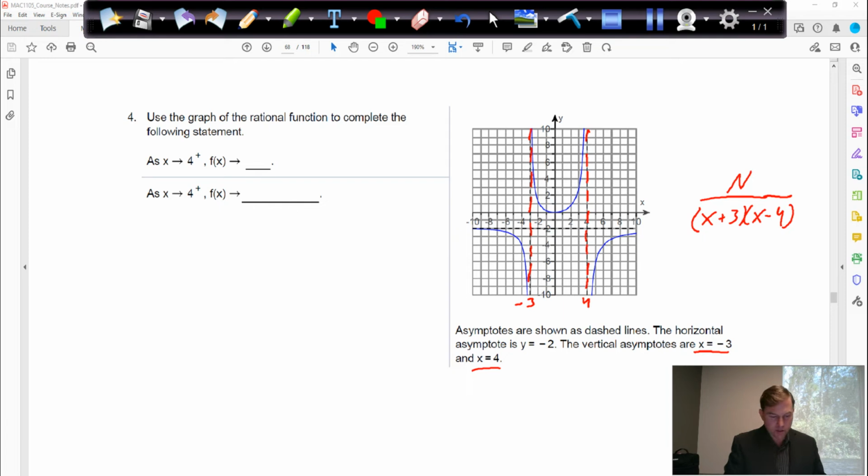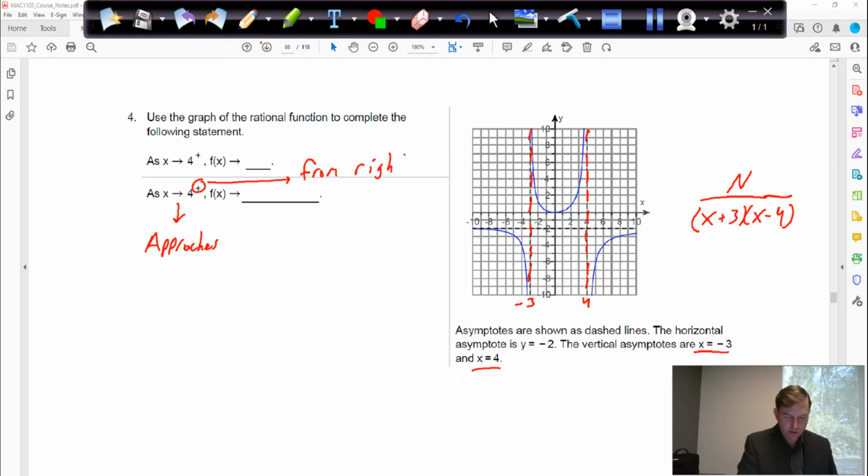Okay, this one wants us to know what does y do as x approaches 4 positive. The plus sign means from the right. From right of 4. So numbers bigger than 4. So I can start at 10, and then 8, and then 6, and then 5. So I'm going left again, from the right side of 4. That's what that plus means.